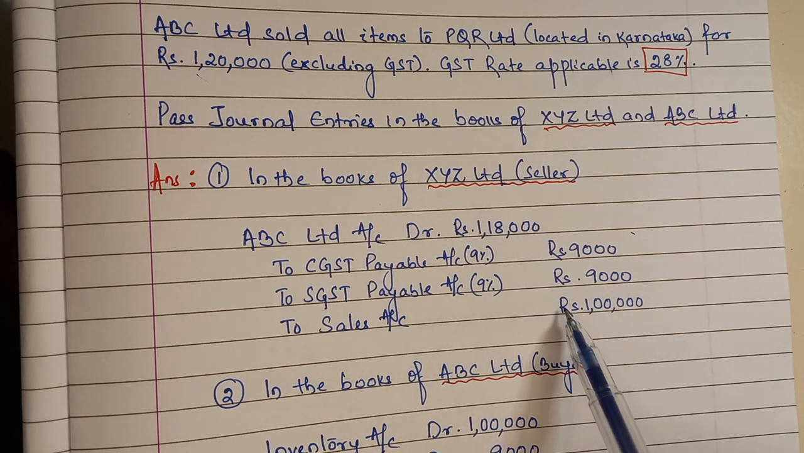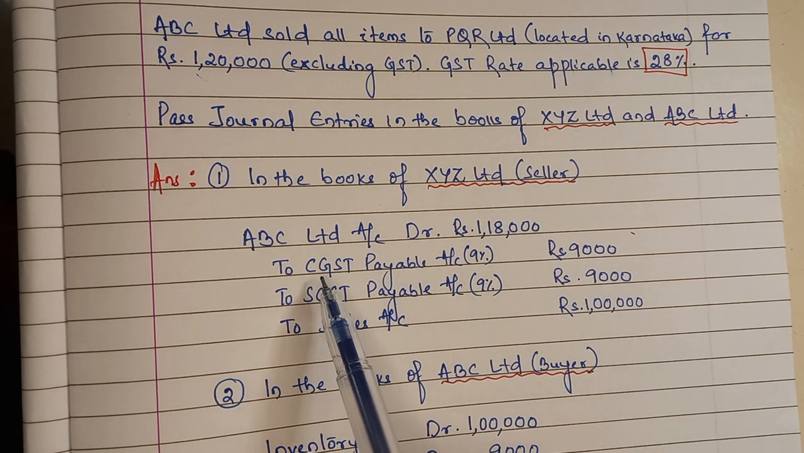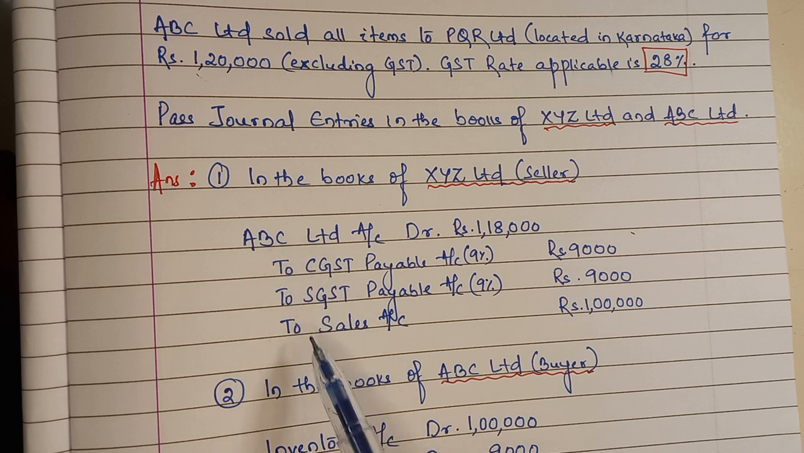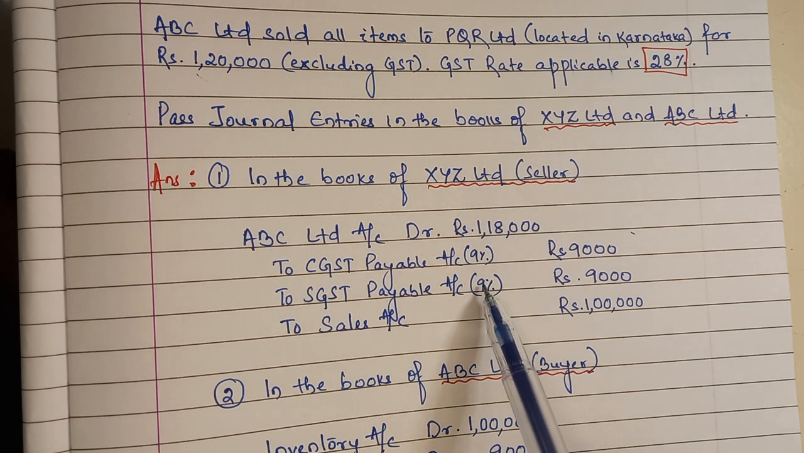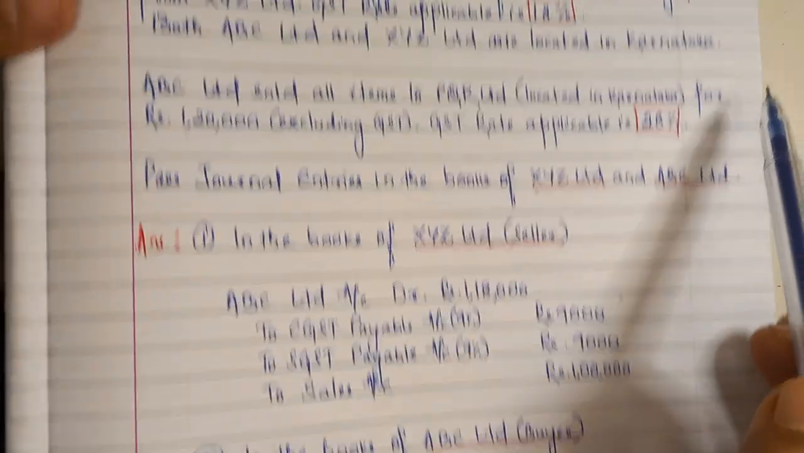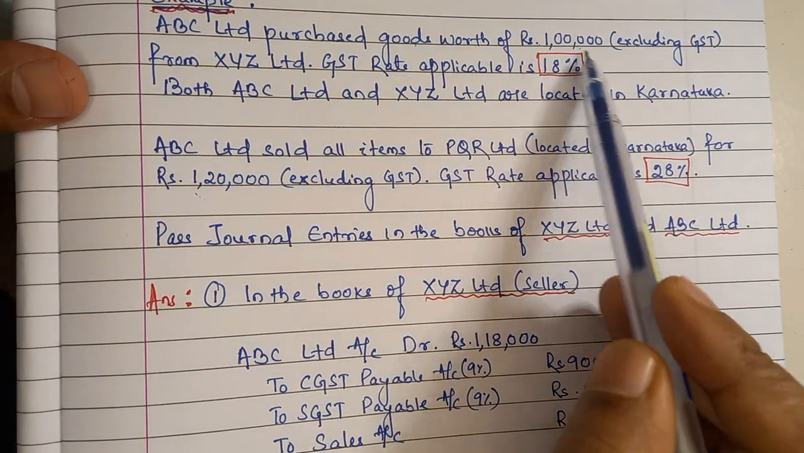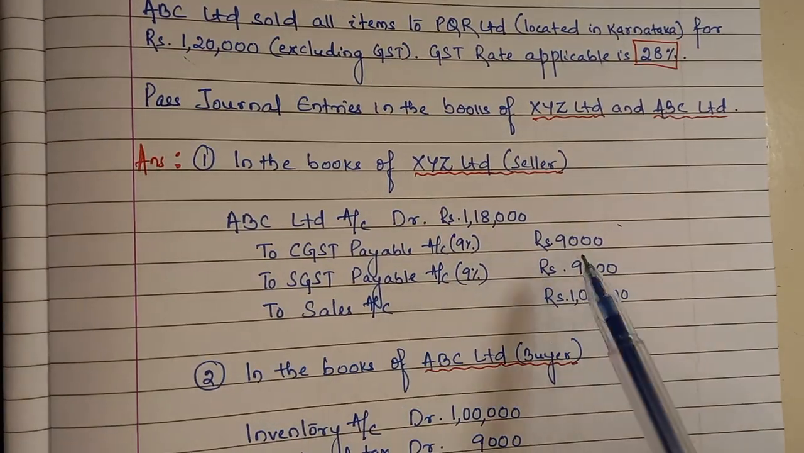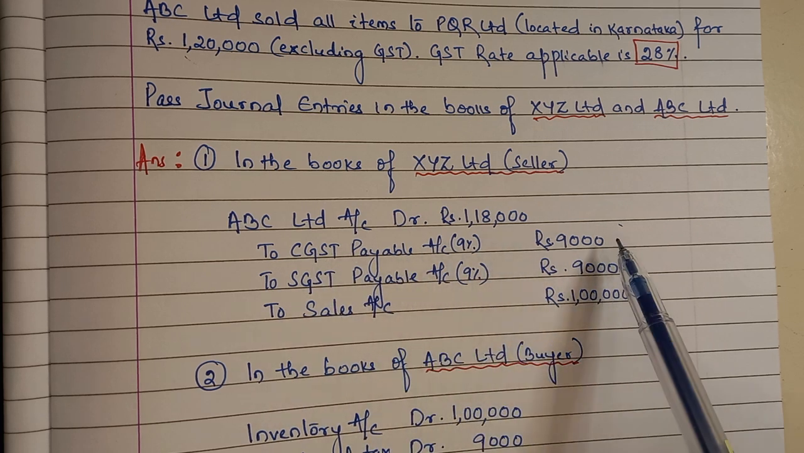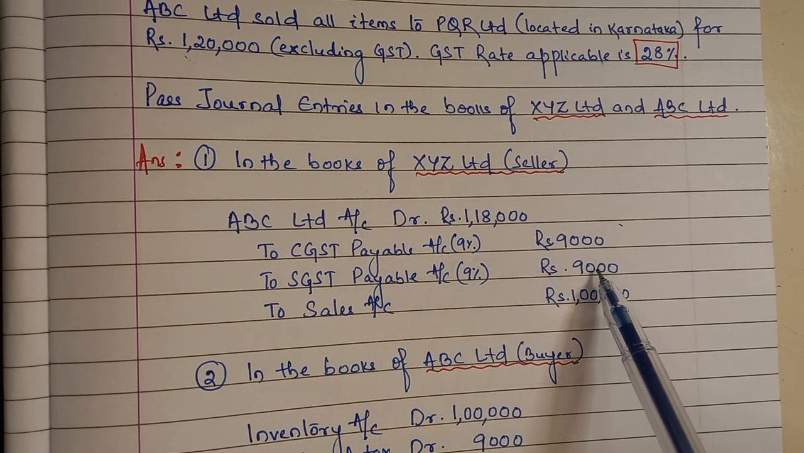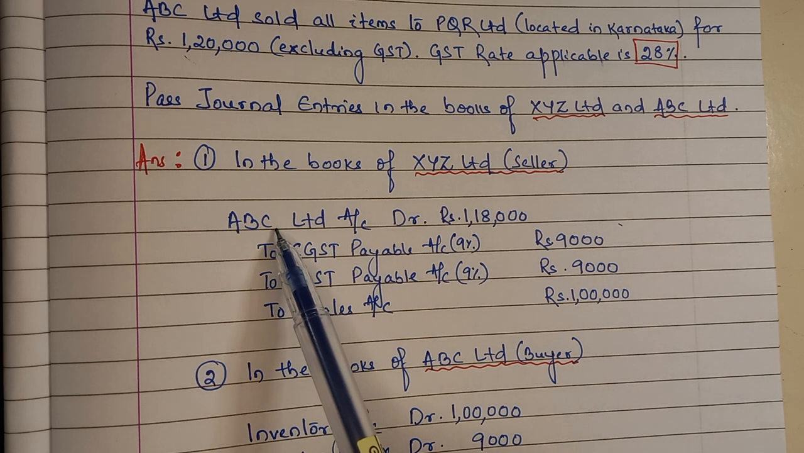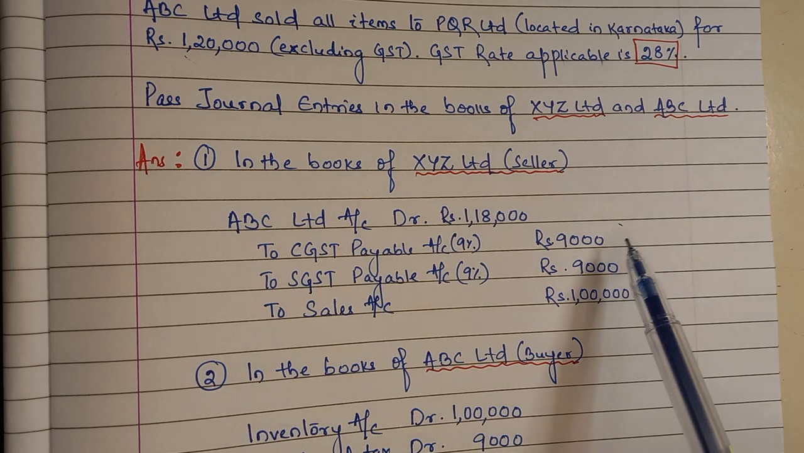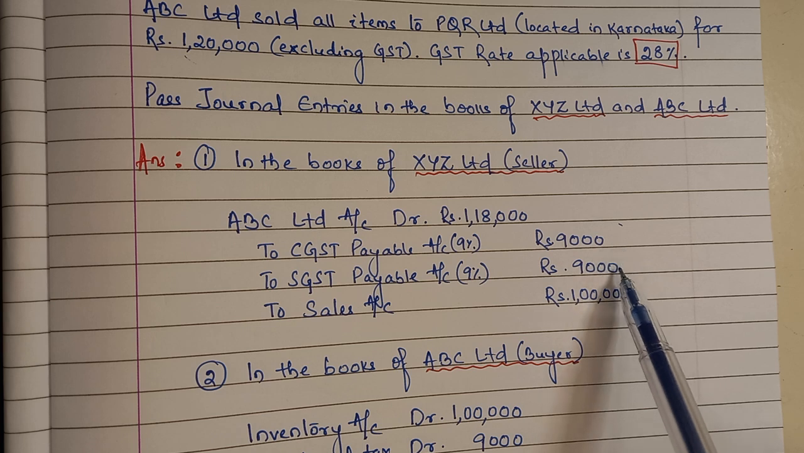Sales is 1 lakh. Now you can see here, ABC Limited will be paying XYZ Limited GST to the extent of 18%, right? Because in the question we saw that the GST applicability is 18%, correct? And that has two portions: CGST payable 9,000 and SGST payable 9,000, correct? So after posting this entry, ABC Limited will make payment to XYZ, and XYZ will remit this 9,000 plus 9,000 to the Government of India.